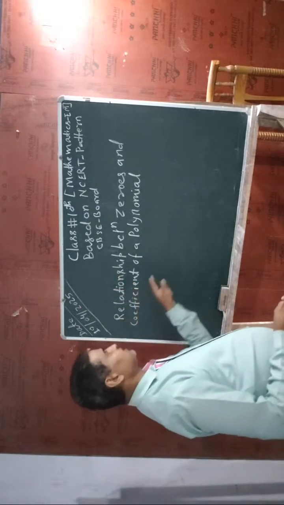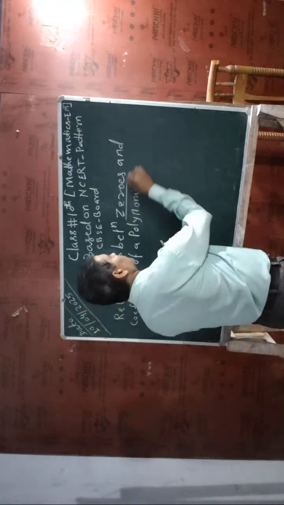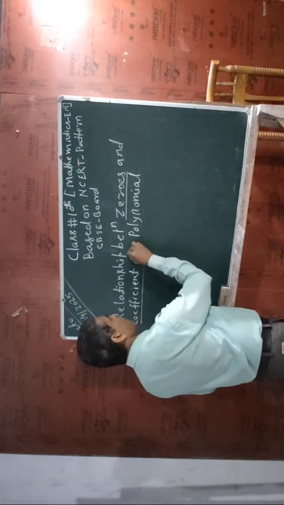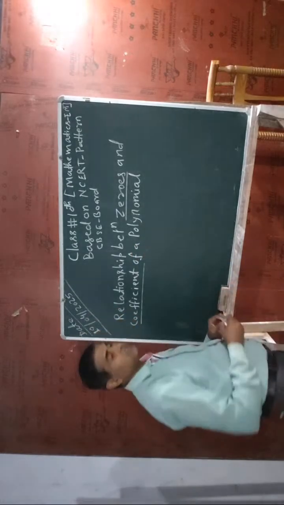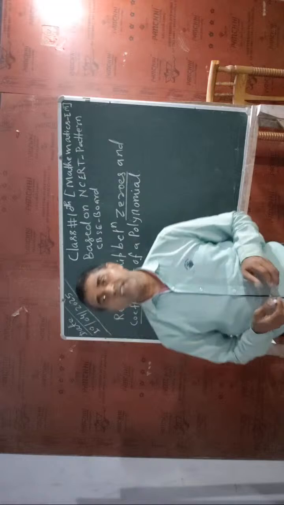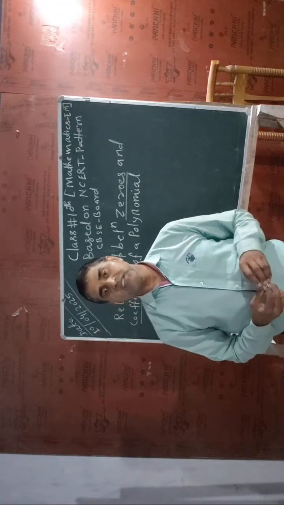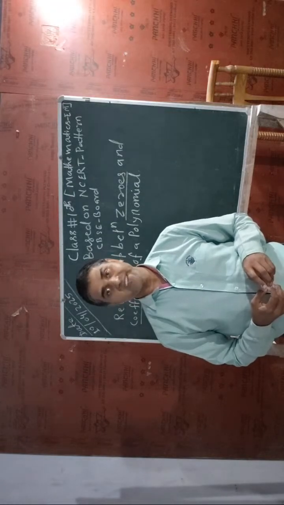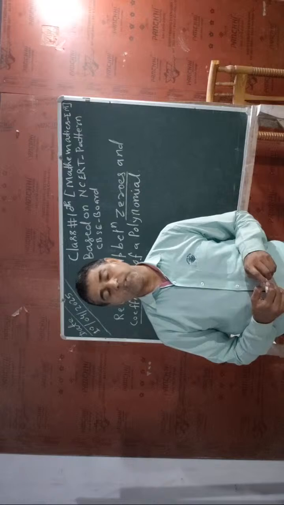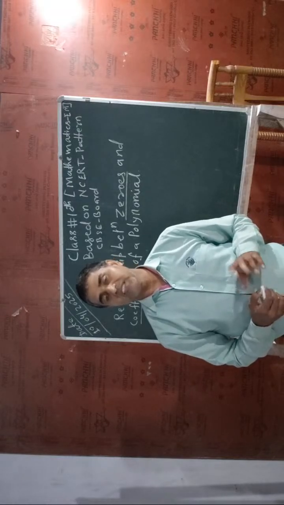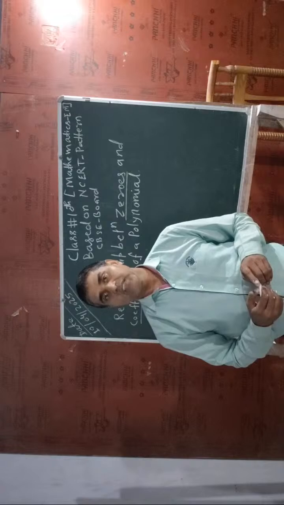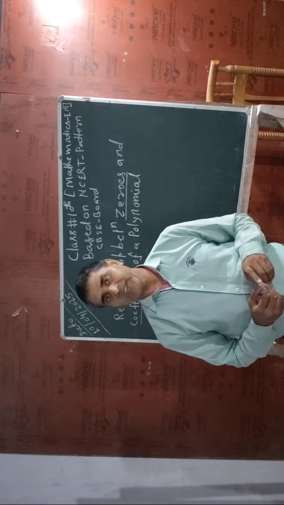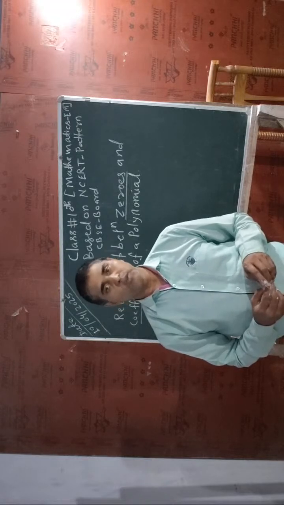We have to get zeros and also coefficients of a polynomial. It means that in the syllabus of class 10, linear polynomial, quadratic polynomial and cubic polynomial are available. So we have to study these three in detail. First is linear polynomial, second is quadratic polynomial and third is cubic polynomial.